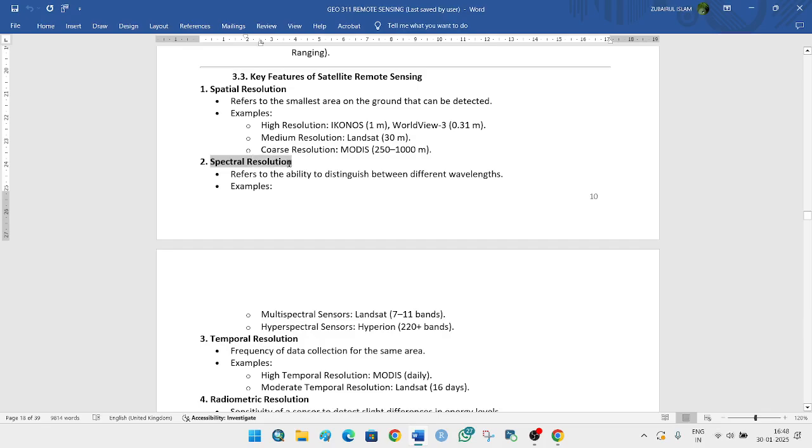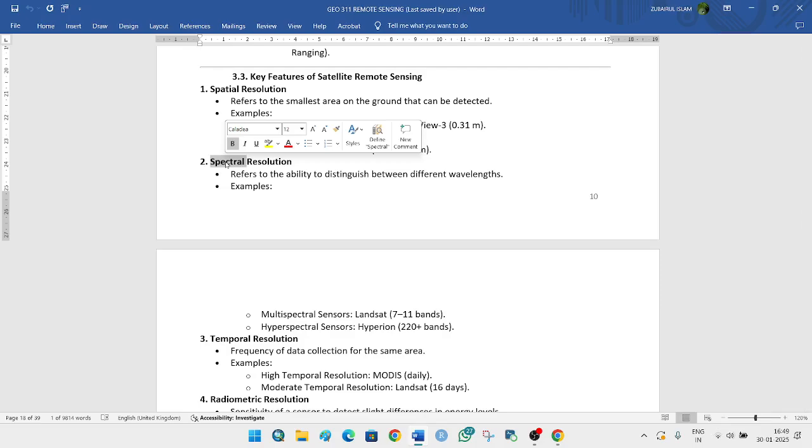Now we come to the spectral resolution. Spectral means here we are talking about the wavelength. The data you are getting from Landsat, how many bands are there? There may be around 8, 9 or 11 bands. So the spectral data you are getting is in 8 or 9 bands. In some of the platforms they are giving only 6 bands. In some of the platforms they are giving even more than 20 bands. So as the bands increase, spectral resolution also increases.